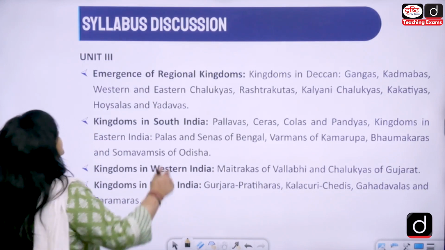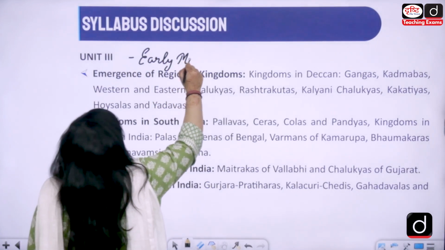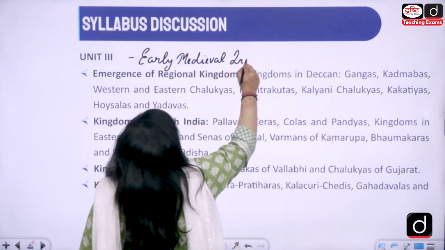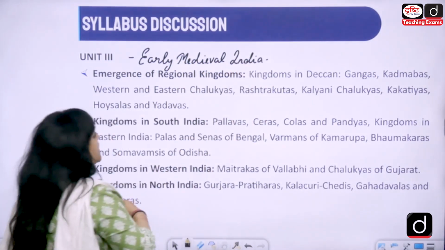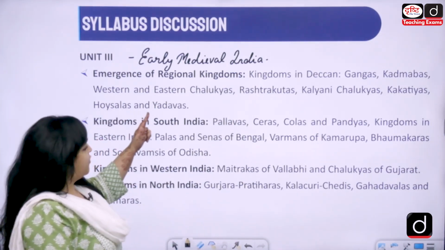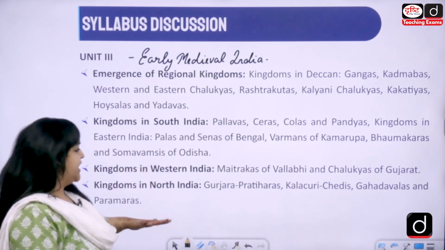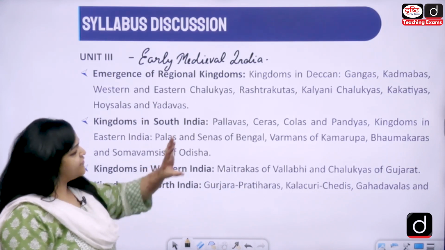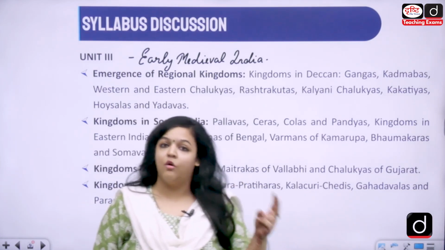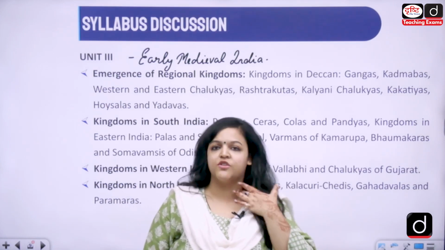Now, Unit 3 is all about early medieval India. So, in here, we will be focusing on various regional kingdoms. So, we will be focusing on kingdoms in Deccan, kingdoms in South India, kingdoms in Western India, kingdoms in Northern India. And each of these dynasties which have been mentioned, we will be focusing on the rulers, the chronological order of the rulers, and most importantly, if they have some significant contributions that they have made.